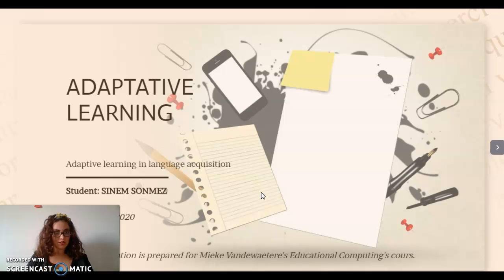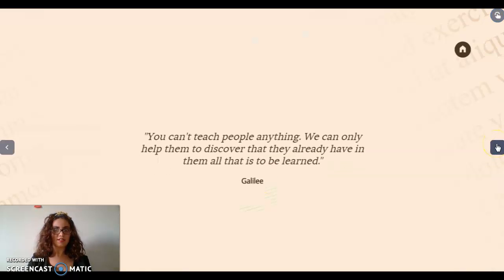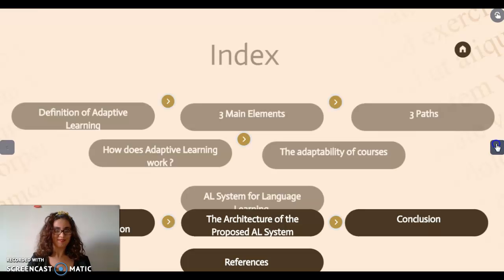And we chose adaptive learning. We will speak about adaptive learning in language acquisition. And for a start, there is a philosopher, and he said you can teach people anything, but we can only help them to discover that they already have in them all that is to be learned. It's a really big proverb, we can say.